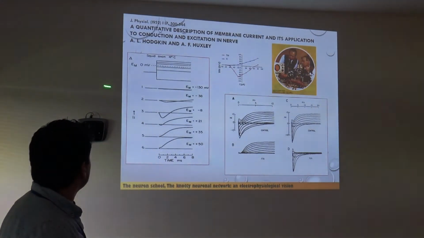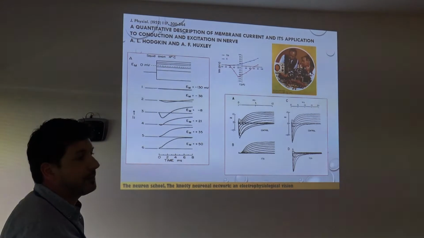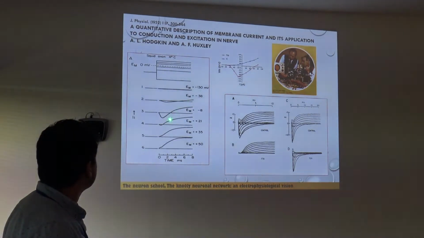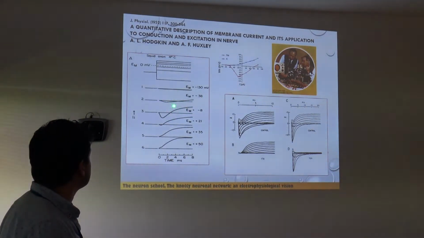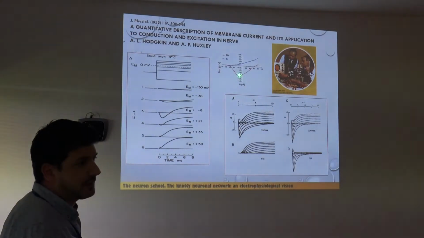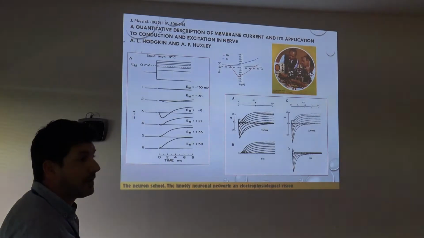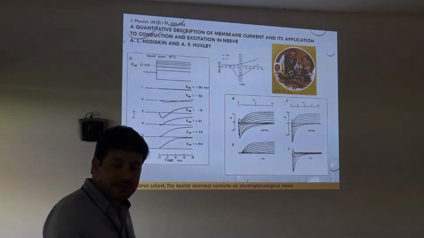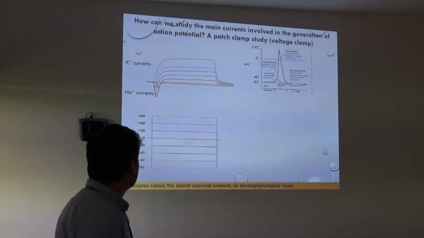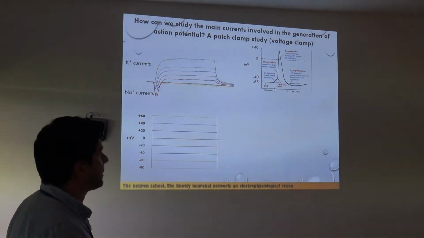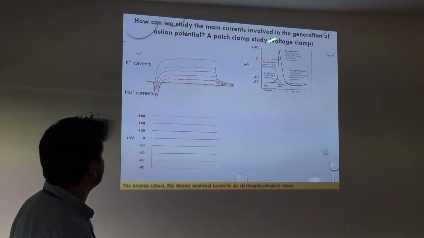Hodgkin and Huxley applied the voltage clamp method in order to selectively isolate the sodium and potassium channel currents that are involved in the generation of the action potential. And we did the same thing in our laboratory. How? Just by applying the patch clamp technique and the voltage clamp technique, okay?